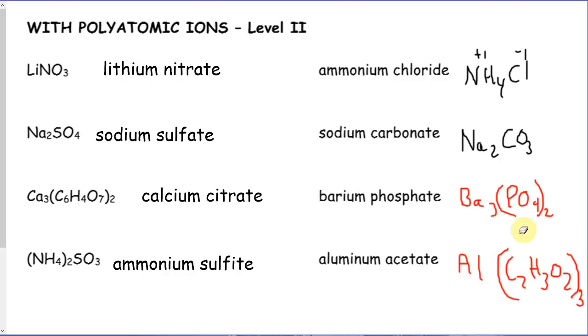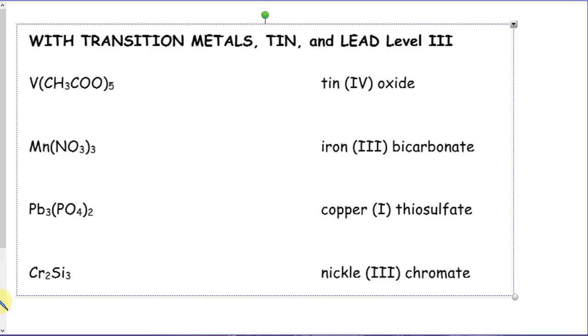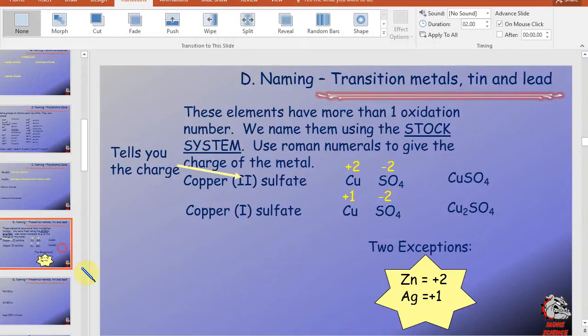All right, the last part is naming the transition metals, tin, and lead. So this applies to these things right here. And you just got to learn to recognize those transition metals and the tin and the lead. And if you see the names over here, you see we have some Roman numerals on here. So let's talk about how those operate.